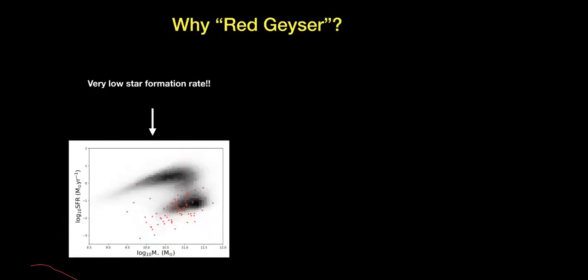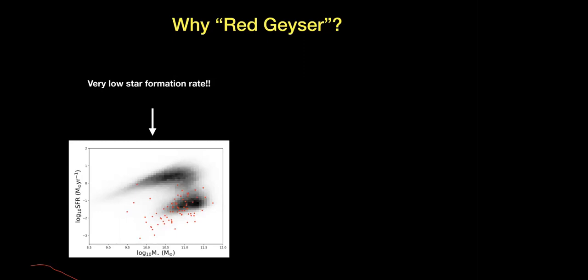So let's first talk about why we call them red geysers. First of all, they have very low star formation rate. This is a plot of star formation rate versus stellar mass. The red geysers are shown by red points here, and they all lie in the lower part of the plot. That means very few stars are forming in these galaxies.